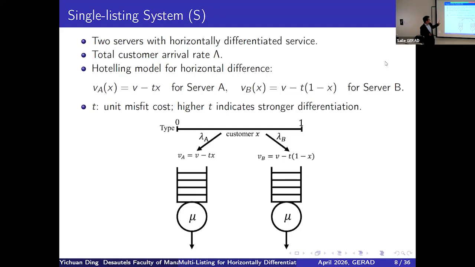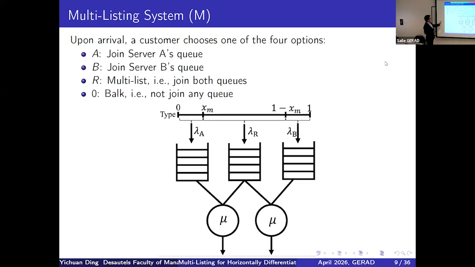So that is a fundamental trade-off between single listing and pooling, right? Pooling is more efficient in minimizing waiting time, but it's not good at respecting people's choice. Single listing respects people's choice, but may increase congestion. And the last option is what we consider here, called a multi-listing system.